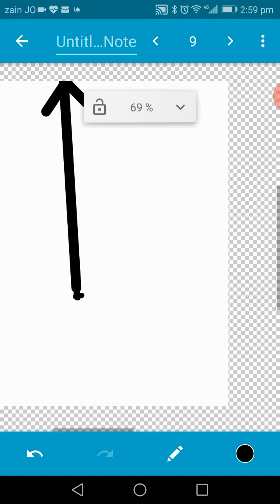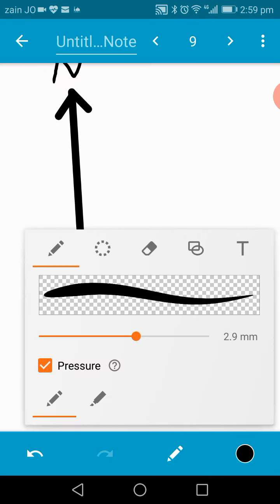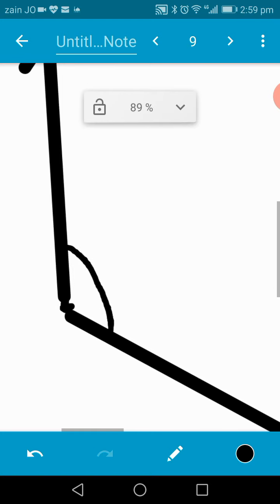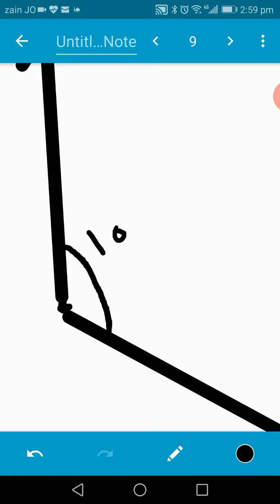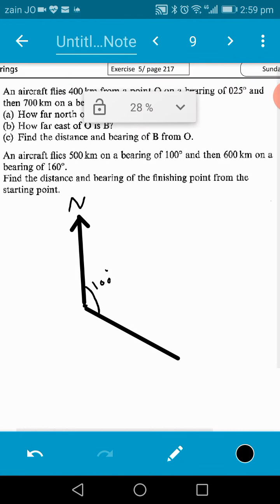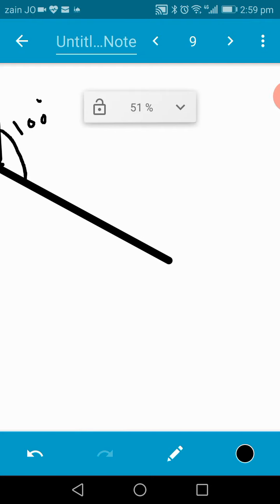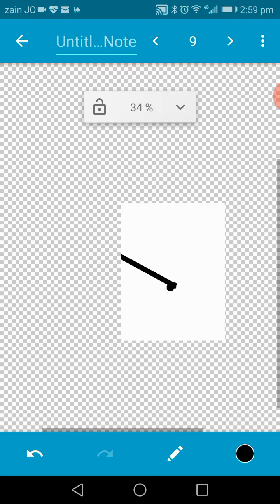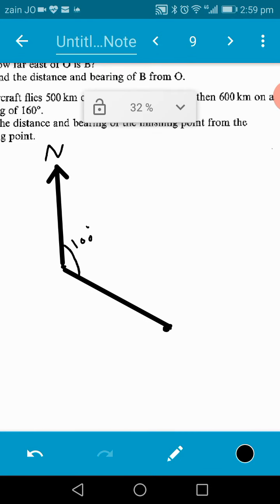Okay, now we draw 100 degrees. 100 degrees is an obtuse angle, draw an obtuse angle like this. So now this angle is 100 degrees. Okay. After that, 600 kilometer on a bearing of 160. Now the finishing point, teacher, currently now we are here, right? So now we are going to draw the bearing.